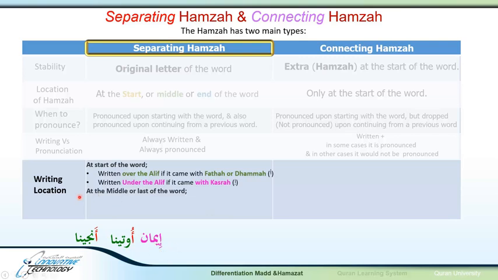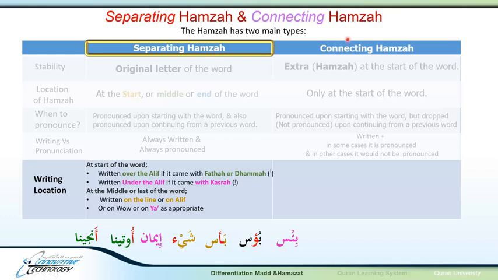While if the separating Hamza comes at the middle or the end of the word, then it will be written on the line like in shay, or on an alif like in bas. On the line shay and bas, it is written on top of the alif. Another possibility is that it will be written on top of a waw, like in bus, or on top of a ya, as in bis.